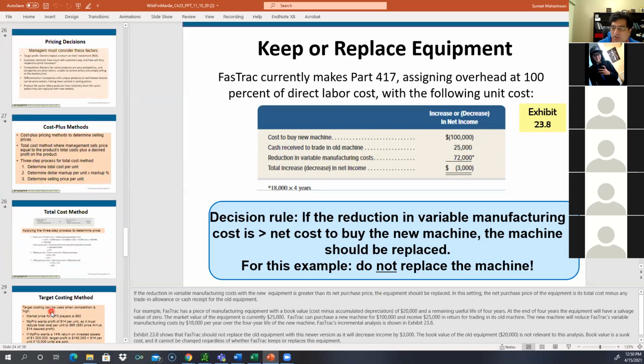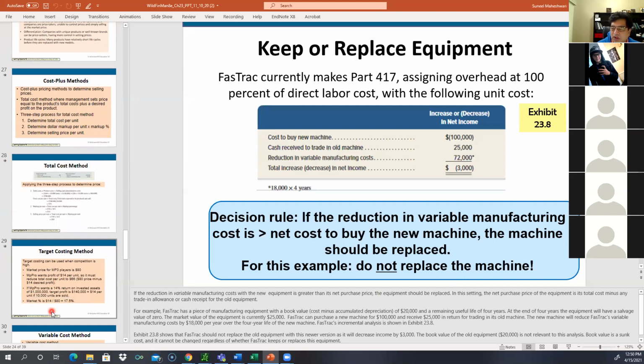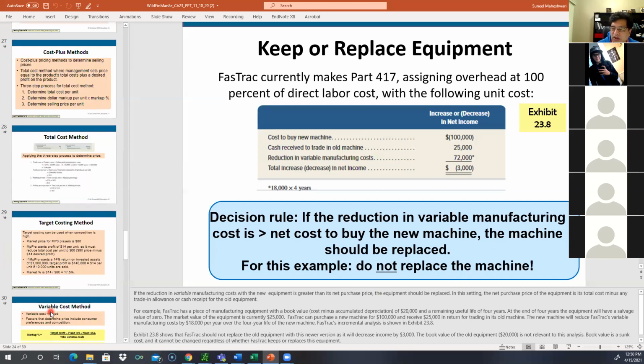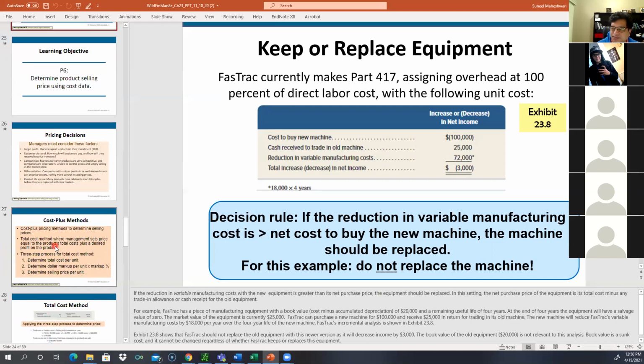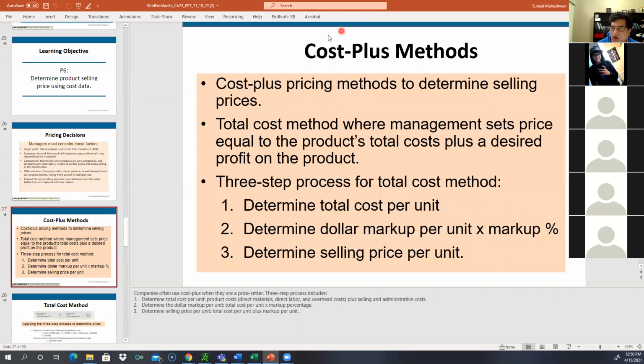Now we'll talk about one or two methods for pricing. One is you can use what we call a cost plus method. What does it mean? That basically means whatever your total cost is, you've got a markup on that, and that will determine the selling price.